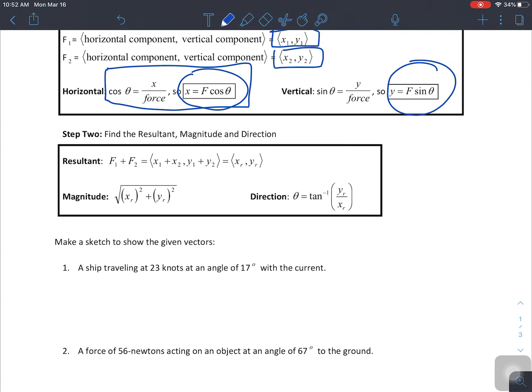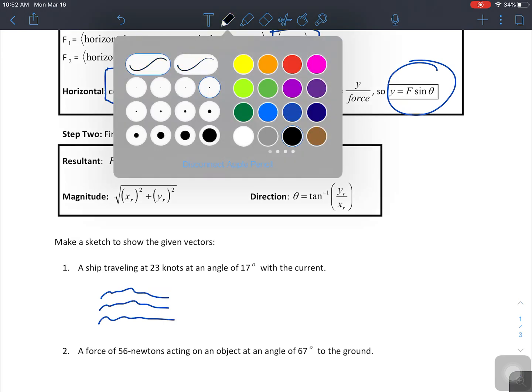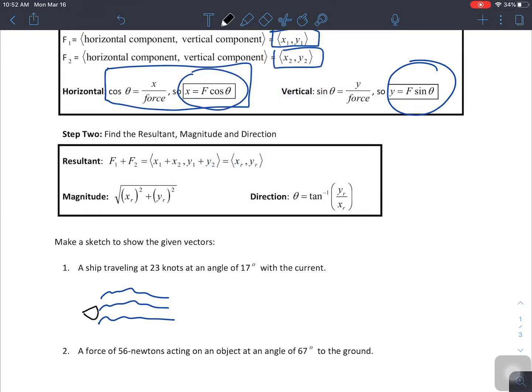All right, so starting off here, we have a ship traveling at 23 knots at an angle of 17 degrees with the current. For anybody that has had me in class, I'm an excellent drawer. So there is the current, and here is the ship. The current is going in this direction, and the ship is going off in this direction. Here's what the boat is doing: it is traveling at 23 knots at 17 degrees. And here's the current.